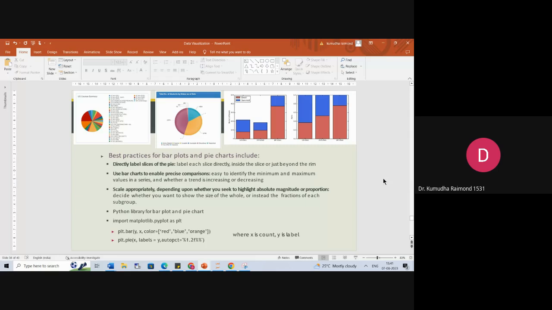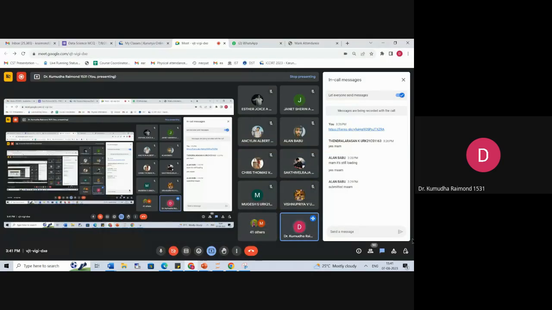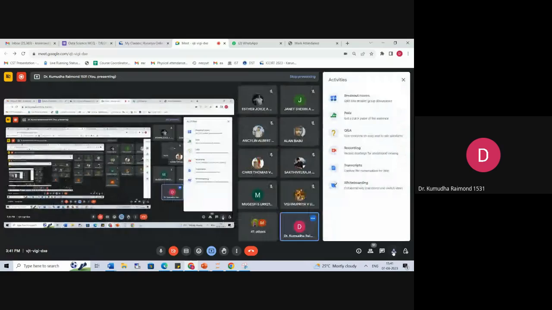So I stop at this point. I need to talk a little bit more on the bar chart. So I will do it in the coming class.